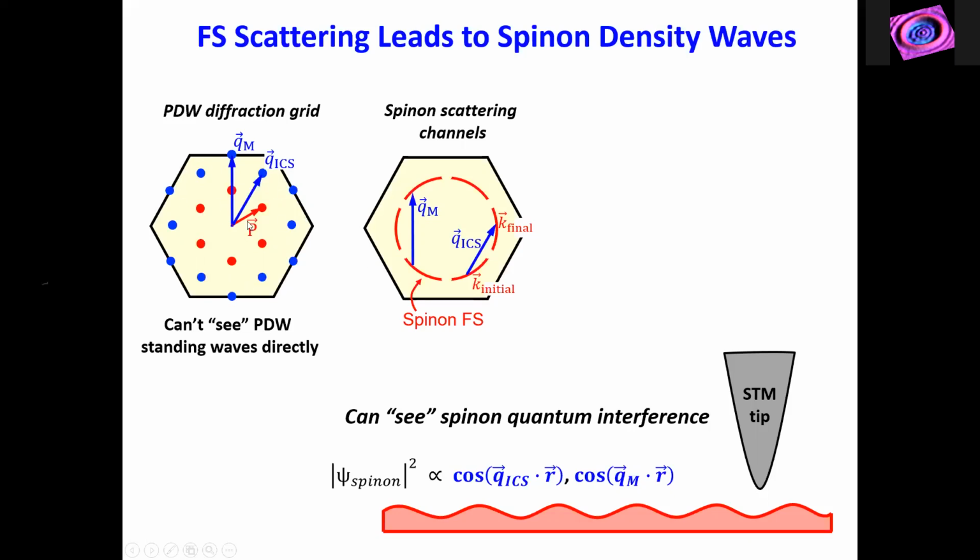This is what's scattering them. So you can think of the pair density wave as basically creating standing waves. The PDW is creating standing waves. It's like a diffraction grid. And so the spinons, which are free to move like free electrons, are bouncing off this diffraction grid, and so they will then be scattered at the specific wave vectors that define the diffraction grid.